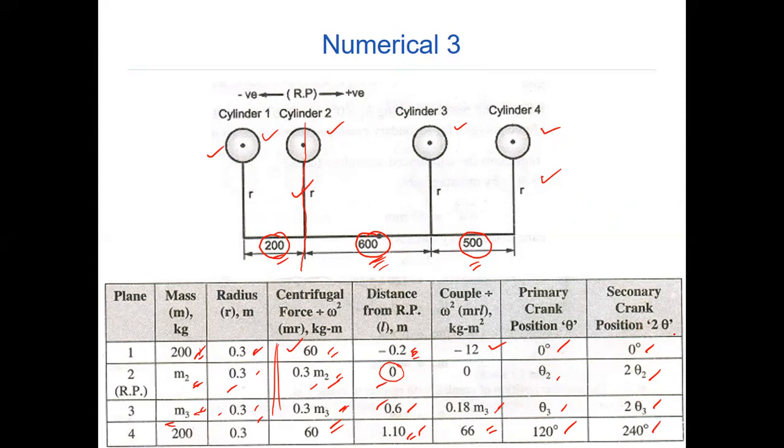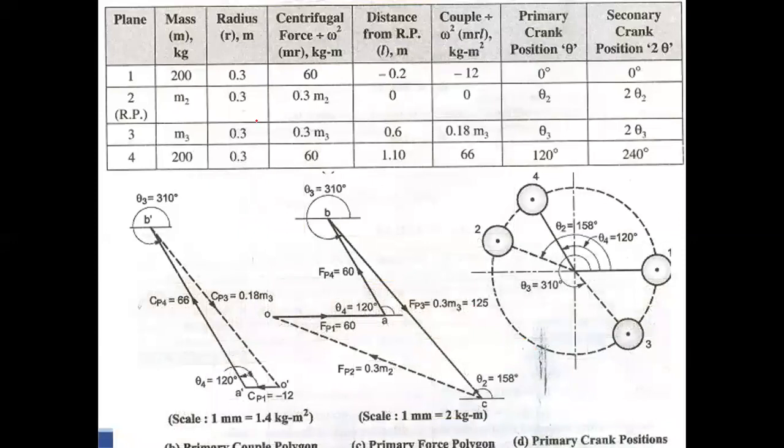Now you have to draw primary force and primary couple, and you have to find M2, M3, theta 2, and theta 3. First, you draw the couple polygon, primary couple polygon, because here there is only one unknown. In the force, there are two unknowns. So you draw the couple polygon and find the value of M3 and theta 3. Then you draw the force polygon and you find M2 and theta 2. So after drawing the force polygon and couple polygon, you will know M2, theta 2, M3, theta 3. Then you can find the secondary unbalanced force.